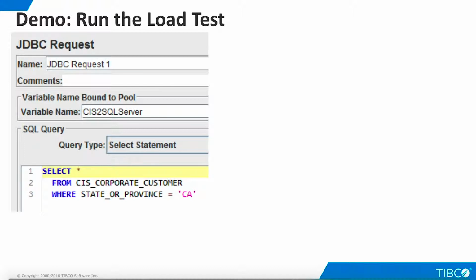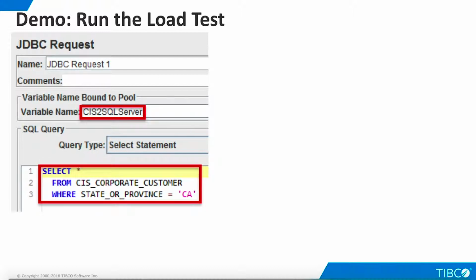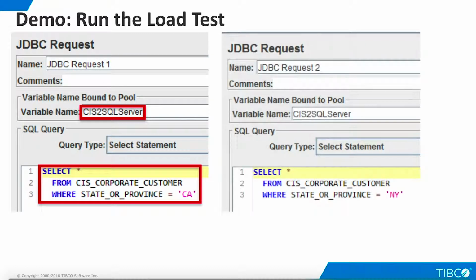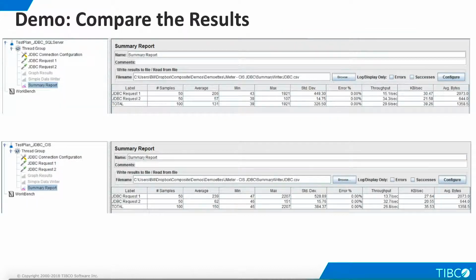Now change the first JDBC request. Use the new connection pool variable. Change the query to name the TDV table in the From clause, and remove any square brackets that were used in the SQL Server query. Do the same for the second query. Now we can run the test against TDV and compare the results.